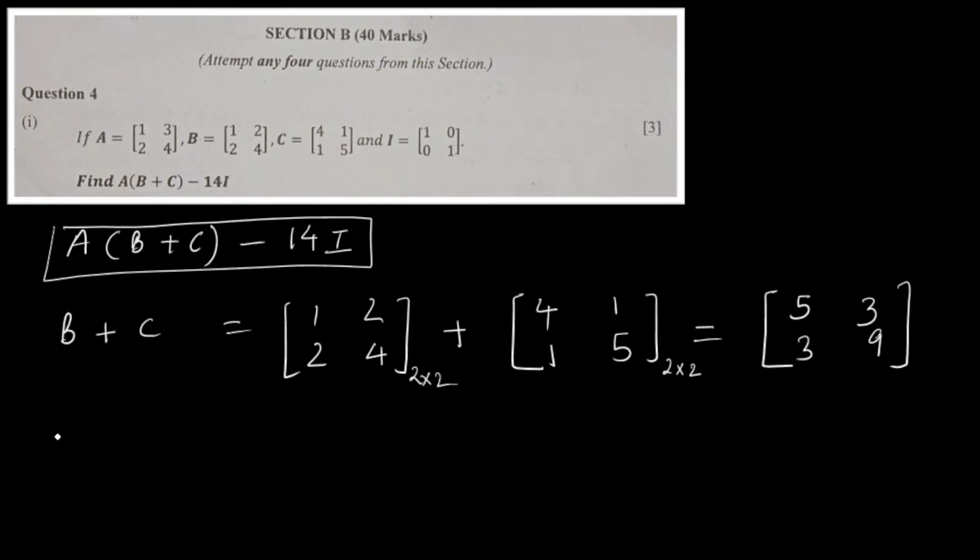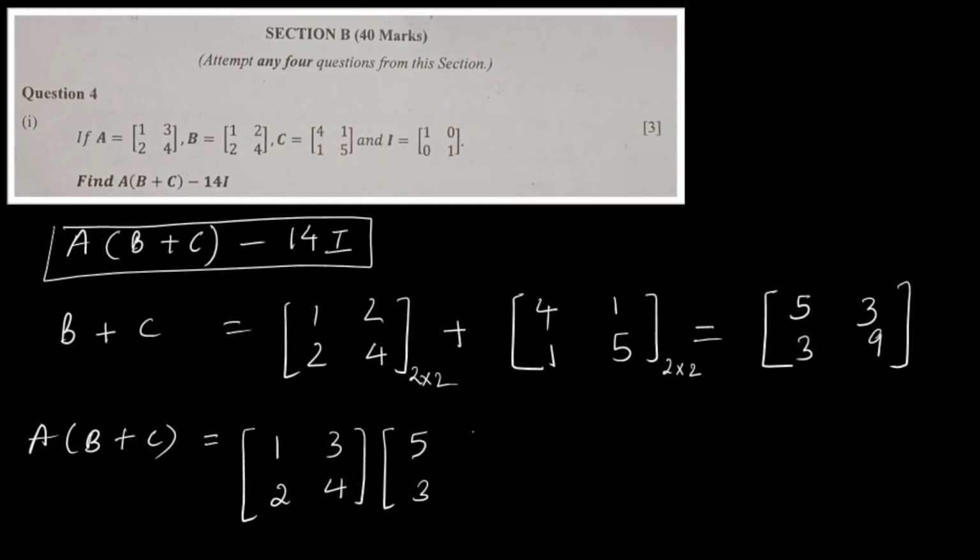Now let's find A into (B plus C). That means we have to do matrix multiplication here. A's value is 1, 2, 3, 4. B plus C we have just found, so B plus C is 5, 3, 3, 9. When we are doing matrix multiplication, we use the rows of the first matrix and the columns of the second matrix. Rows you can mark for yourself with a pencil.